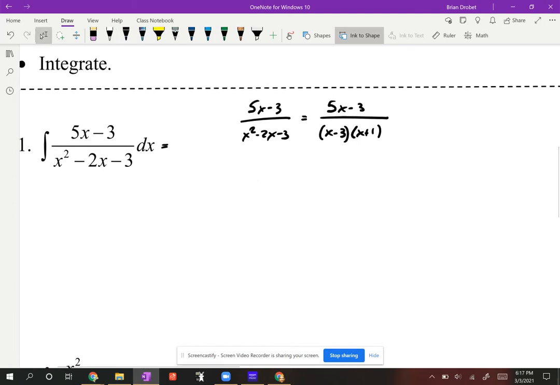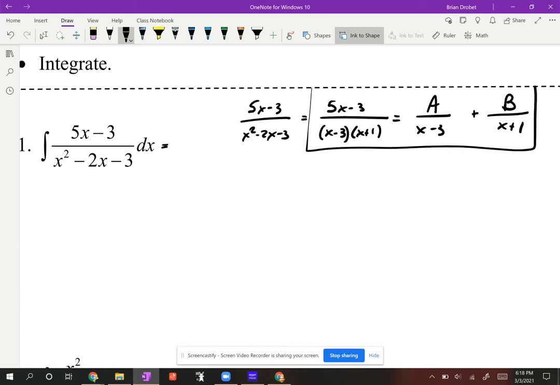Now, partial fraction decomposition is effectively the opposite of finding a common denominator. I'm going to attempt to find two fractions, one whose denominator is x minus 3 and one whose denominator is x plus 1, that when added together will give me the fraction I'm talking about. I don't know what the numerators are, so I'm going to denote them with letters, capital A and capital B. If you've done this before, this will look familiar to you. My goal now is to figure out what are the A and the B that satisfy this equation.